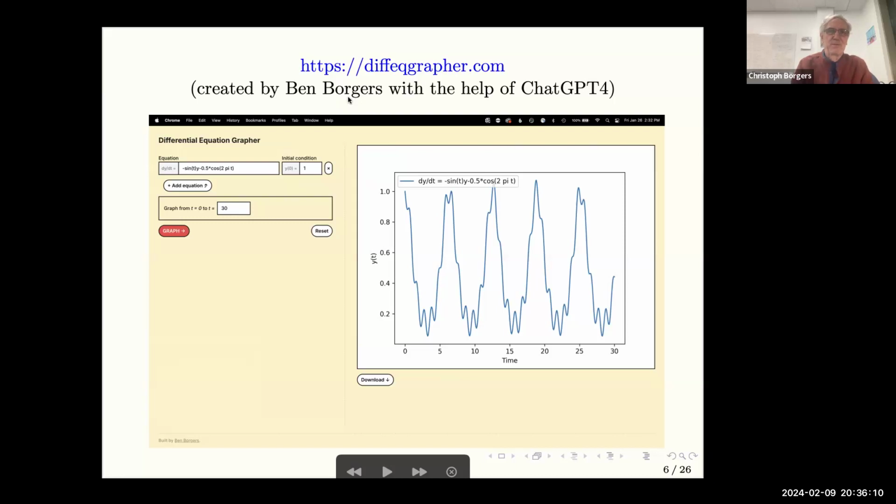So this is a website. There are many of these websites, I know, where you can type in your equation and then you get a graph of the solution. The equation doesn't have to be autonomous, and this one obviously isn't. And then you get this interesting looking, very irregular solution.